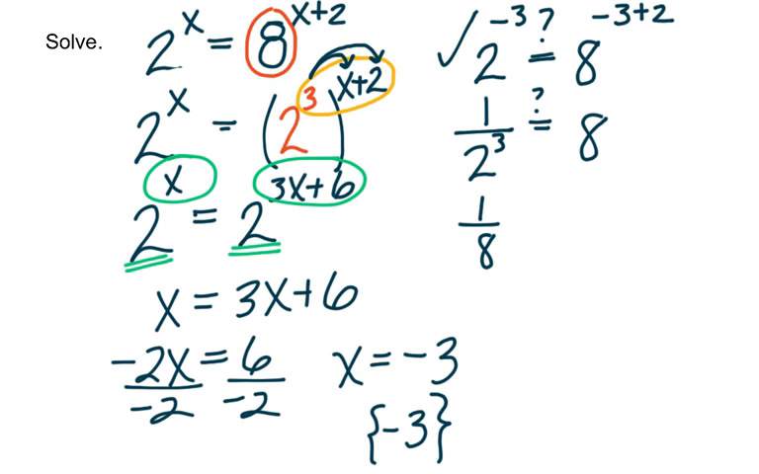We have 8 raised to the -3 plus 2, which would give us a -1 exponent. And again, 8 to the -1 power is 1 over 8. So it does check out. My solution is -3.